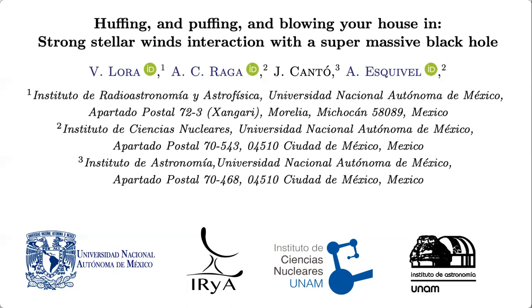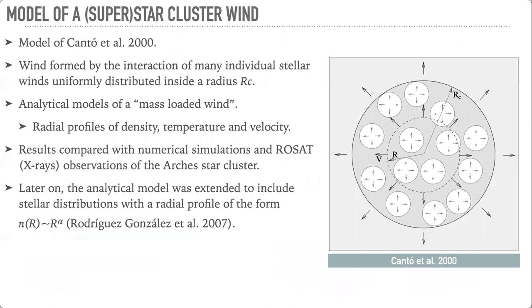So this work is an extension of a model that was presented by Jorge Cantó et al. back in 2000, and it's basically the wind that is formed by the interaction of many individual stellar winds. So all these individual stellar winds, as we can see here in the sketch, interact and form a common wind of a star cluster, and it's called a star cluster wind or superstar cluster wind, depending on if it's a star cluster or a superstar cluster.